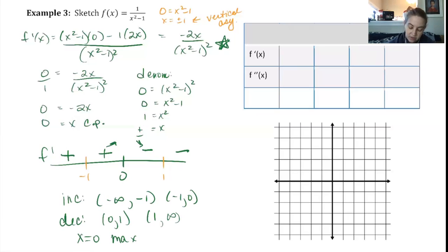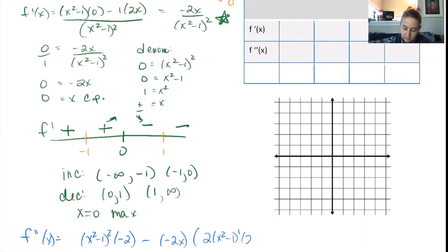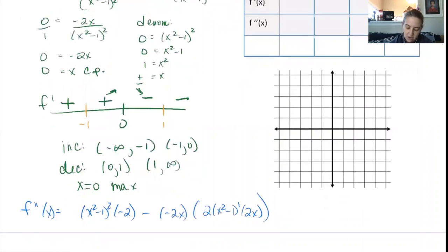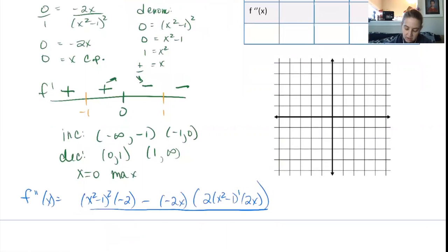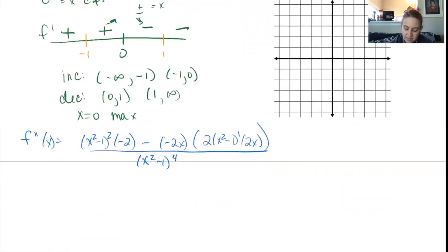For the second derivative, we have a quotient rule and a chain rule. So I've got x squared minus 1 squared at the bottom times the derivative of the top minus the top times the derivative of the bottom. There's my chain rule all over the bottom squared. So it's x squared minus 1 squared squared, which is to the 4th. Don't cancel anything out here. I know it's tempting. I know you want to. You can factor to simplify.